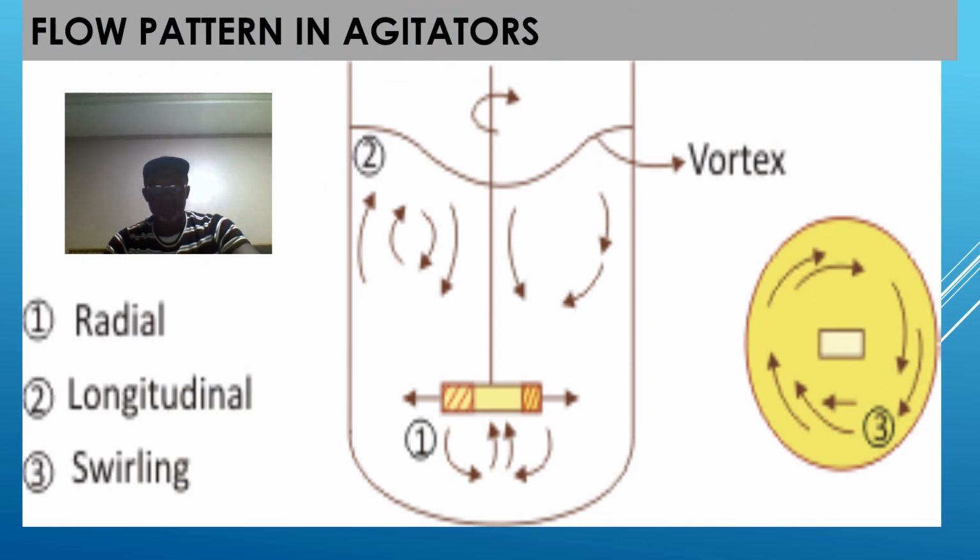Now look at it. We'll try to bring out what happens in an agitated vessel. We have the radial, the longitudinal, and then the swirling, and that's what we have shown: number 1, number 2, and of course number 3. And we have what we call a vortex. You can notice this vortex easily if you have a bucket of water and the water is dirty. It contains a lot of suspended particles, and you want the water to settle.